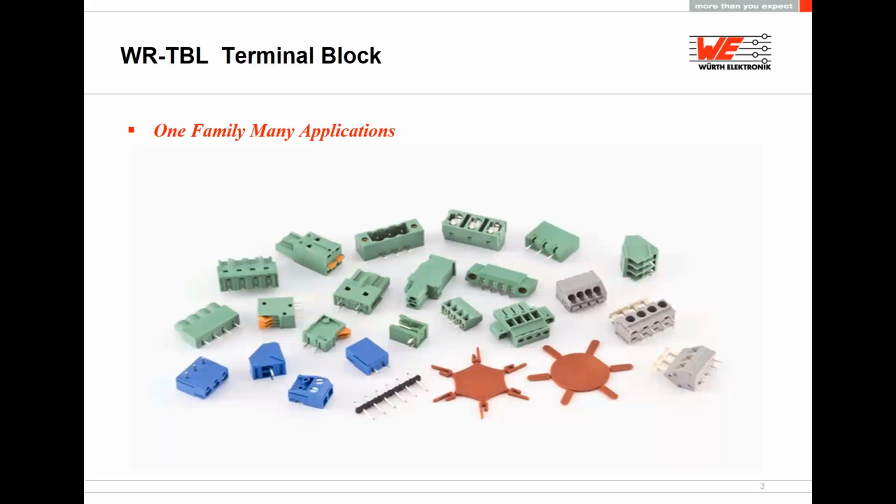One family, many applications. I'm sure that you see all of these thermal blocks with these colors, and there's a lot of applications. But the question here that I would like to ask is: when and why should I use a specific product? And the answer will be in the next slides.